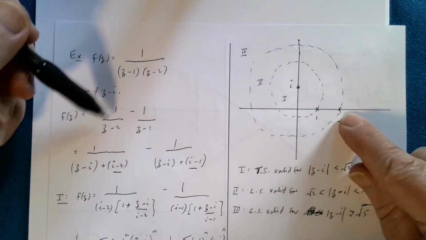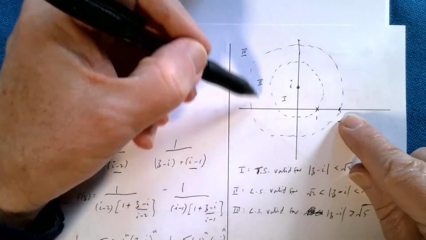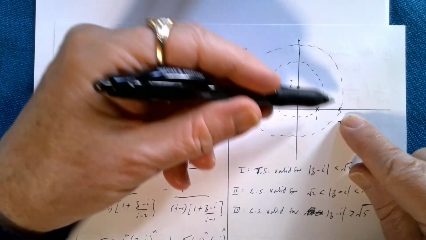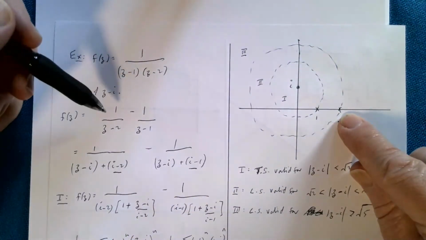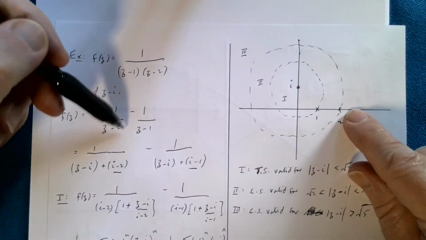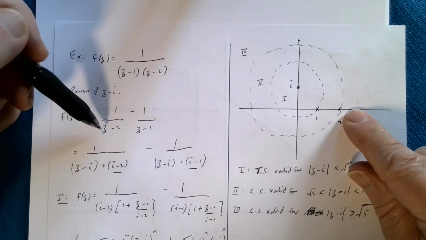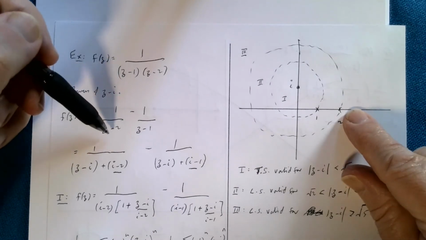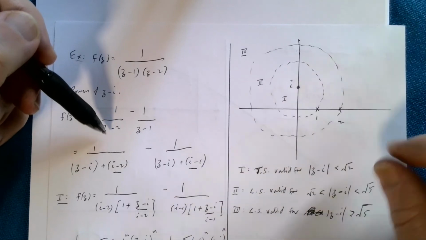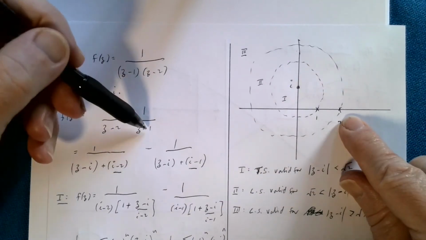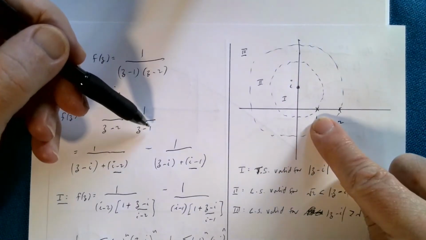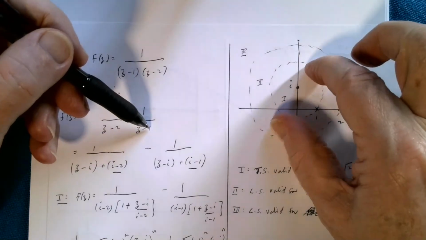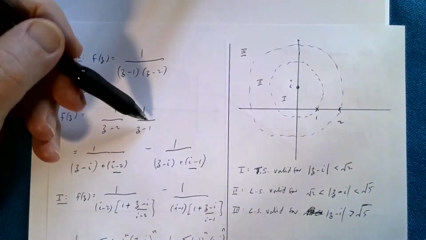Now for the second region, we notice that this first function here has its singularity at 2. So if I want a series that's valid inside this annulus, then in particular I want to be inside the disk for this one. So this will have a Taylor series again that's valid everywhere inside the disk. This one has the singularity at 1, and so I want a series that's valid outside of this circle.